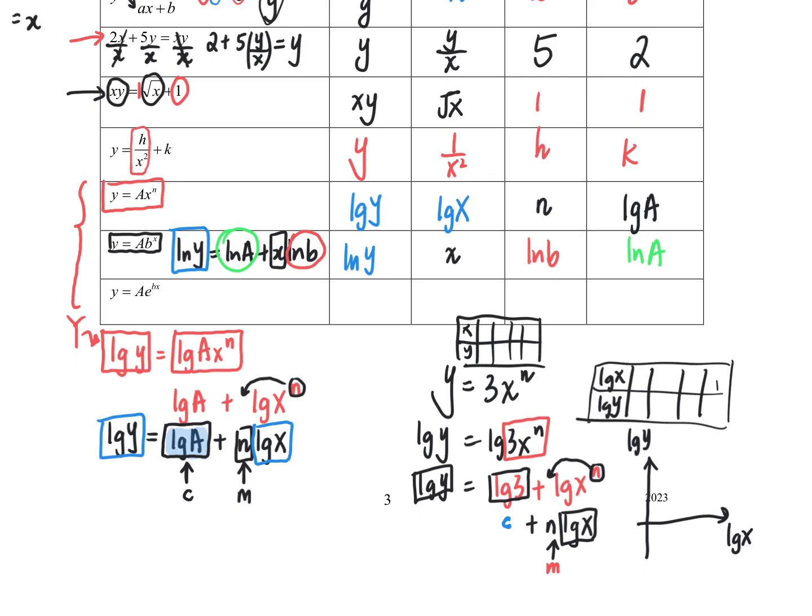Okay, last one. When it's exponential, use ln. Okay, so ln y, I split this into 2. Ln a plus ln e, and then I bring the bx down. So I know ln e is 1. So actually this one is trivial. So what is my y-axis? Ln y. So this one. What is my x-axis? Just the x. So my gradient will be b, and then my y-intercept is ln a. Okay?